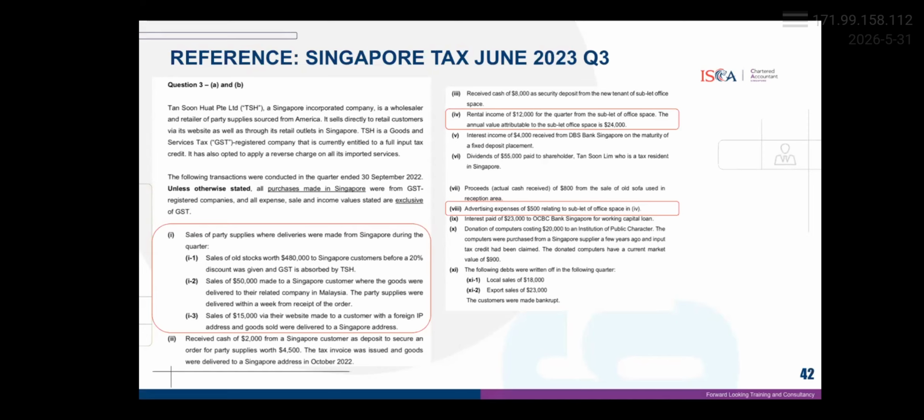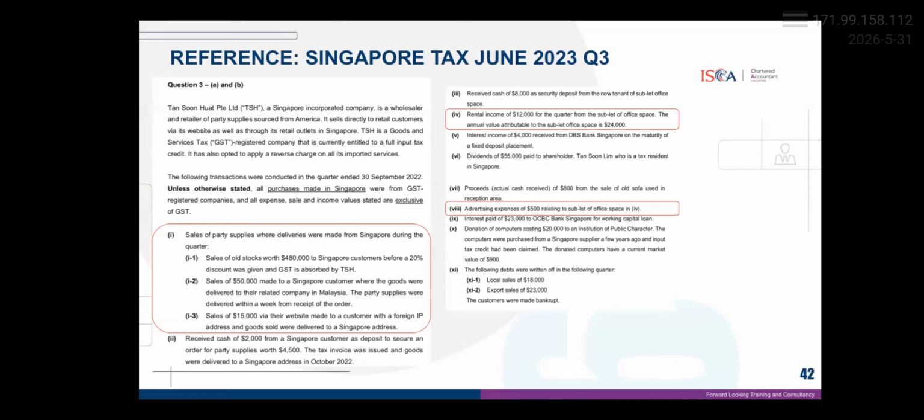So in this question, we have TSH, a Singapore incorporated company, is a wholesaler and retailer of party supplies sourced from America. It sells directly to retail customers via its website as well as through its retail outlet in Singapore. TSH is a goods and services tax registered company that is currently entitled to a full input tax credit. It has also opted to apply a reverse charge on all its imported services.